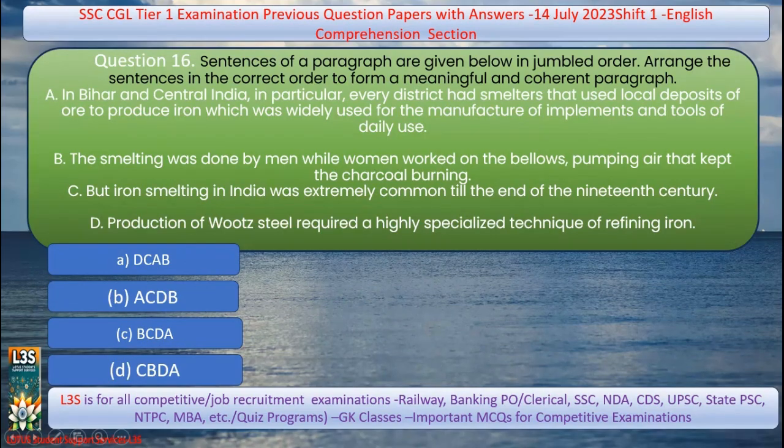Next question. Sentences of a paragraph are given below in jumbled order. Arrange the sentences in the correct order to form a meaningful and coherent paragraph. A.